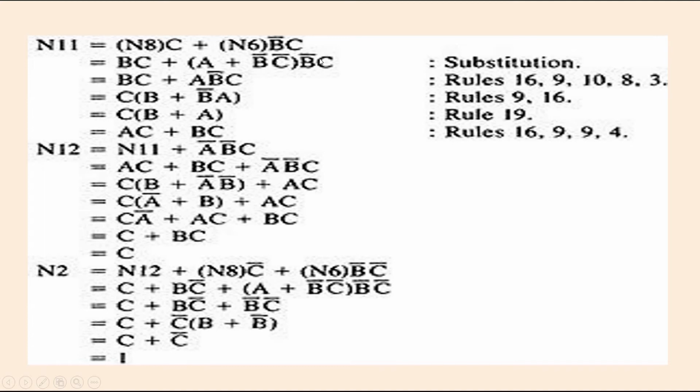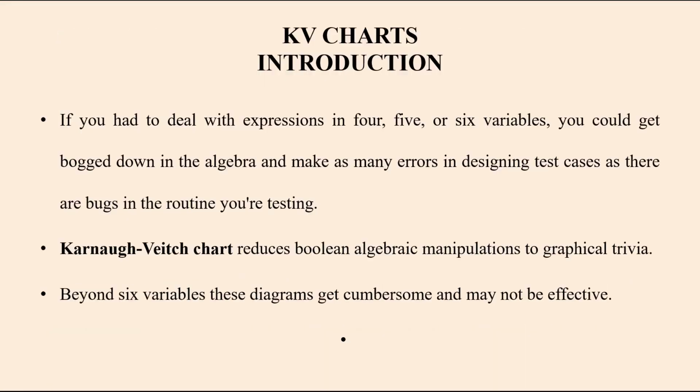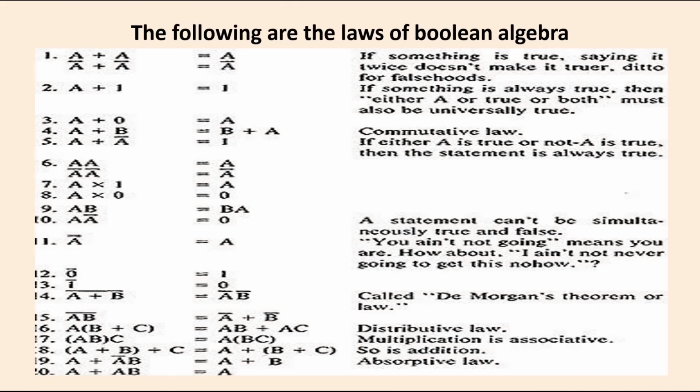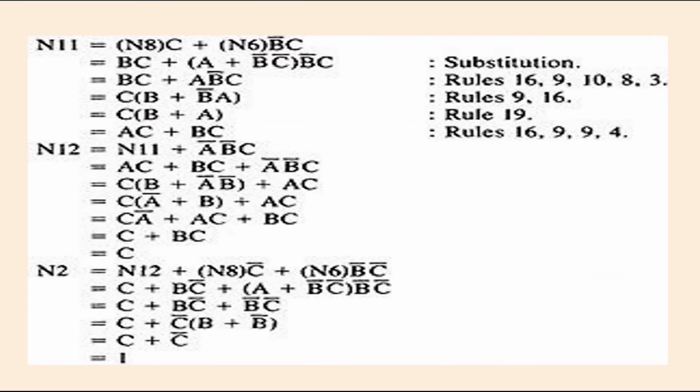So we got the resultant as B into B bar. So what is B into B bar? B into B bar is 0. So one term cancelled, that is 0. So what resultant did we get? B into B bar gets cancelled here. So A into B bar plus C is the resultant one.